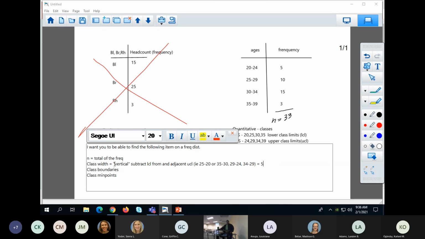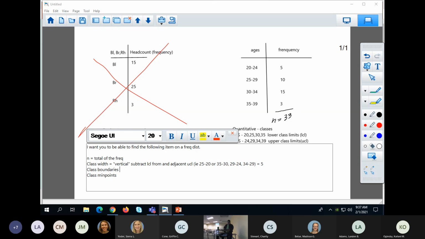Now, why should you not go horizontal? Because what's 24 minus 20? 4. And you'll get the answer wrong. Now, how do you go horizontal? You have to count on your fingers from 20 to 24, and you get 5. You have to go vertical, and that way you won't ever have to worry about it.